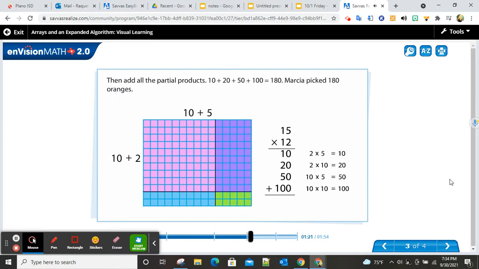Then add all the partial products. 10 plus 20 plus 50 plus 100 equals 180. Marcia picked 180 oranges. Why might an array be helpful when you record multiplication with an expanded algorithm?